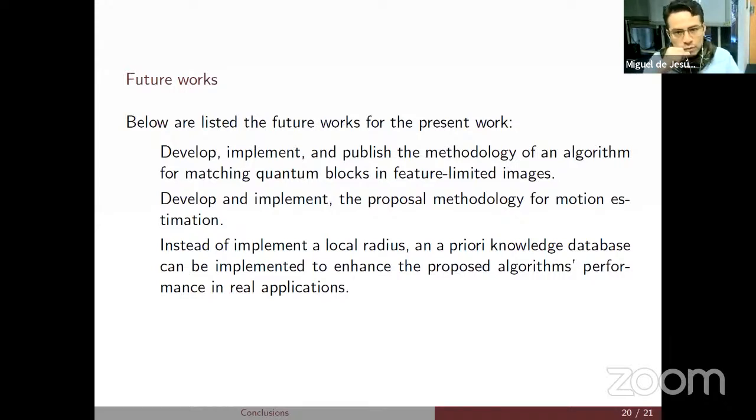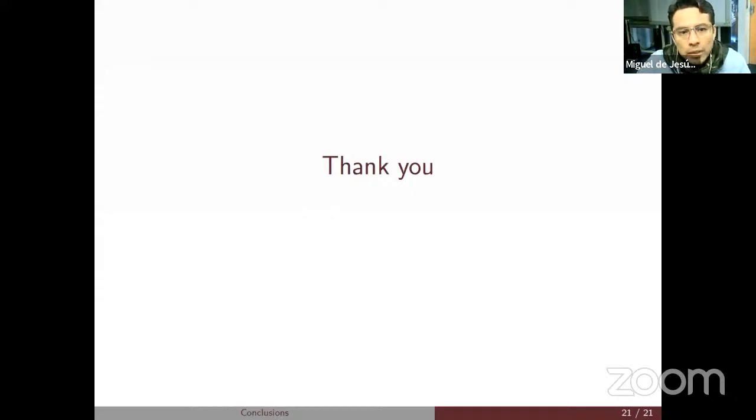The future work for this research is to develop and implement a methodology that could use quantum computing blocks. This is a new technology, and it could be interesting to implement in this work. Second, this proposal could be implemented in a real motion estimation application. Finally, as we mentioned in the unsupervised learning, we can implement only one database that can help us understand what kind of radius we can implement to help these algorithms find the best patch. And that is all for me. Thank you so much.